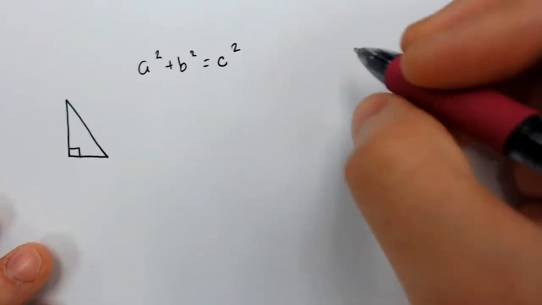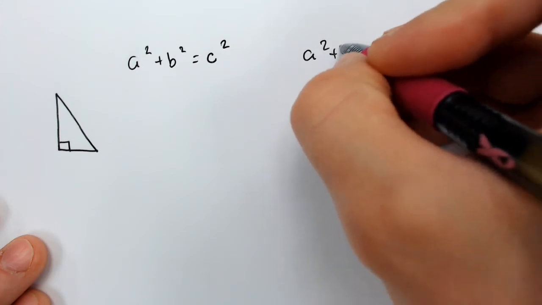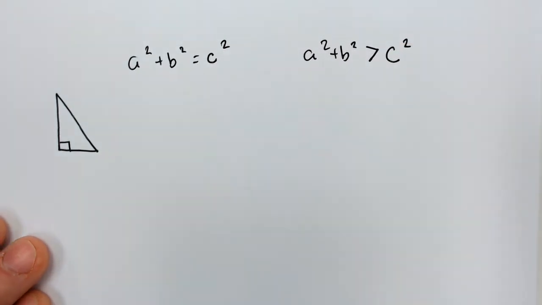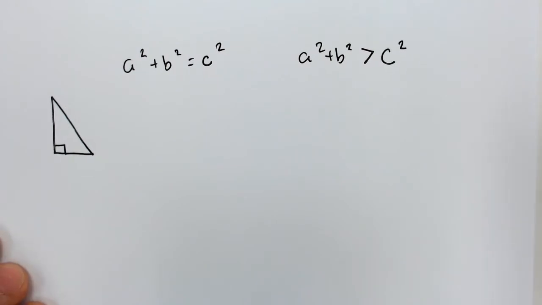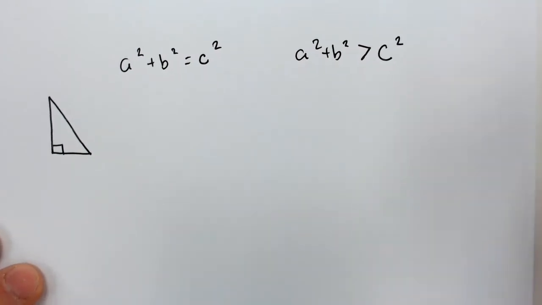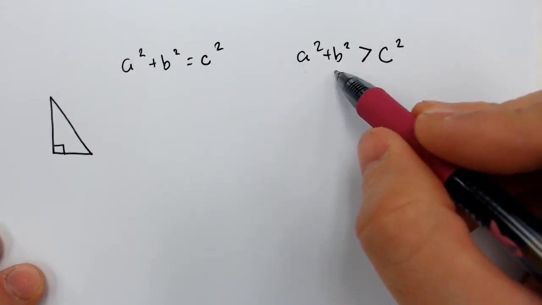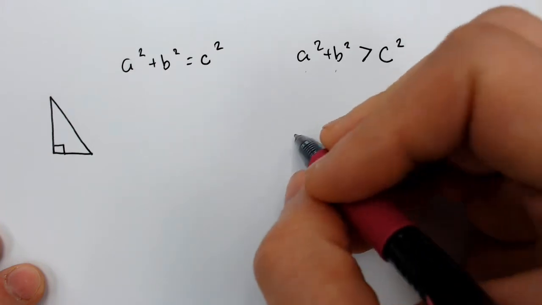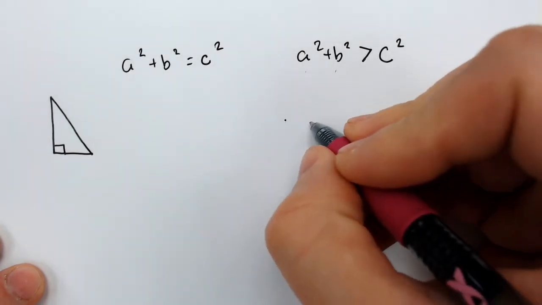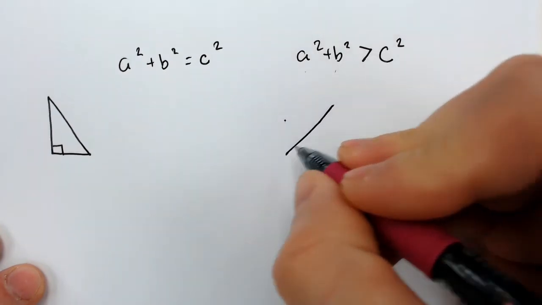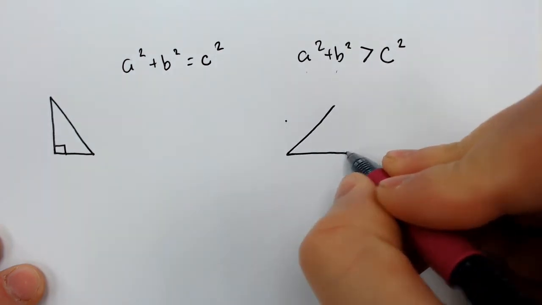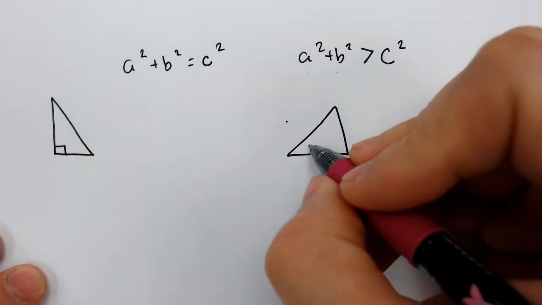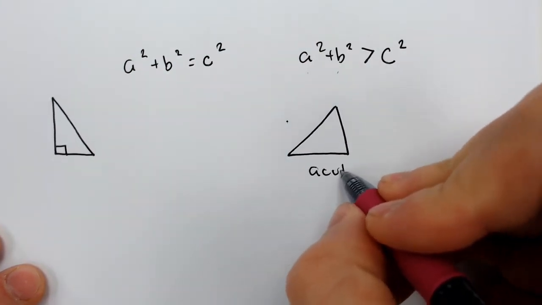But what about if it was a squared plus b squared is greater than c squared? What if that was way bigger? So in that case, what would happen would be that the a and the b would be bigger than the c in relationship as before. So it'd kind of look like this, where the a and the b are just bigger, and that makes what we would call an acute triangle.